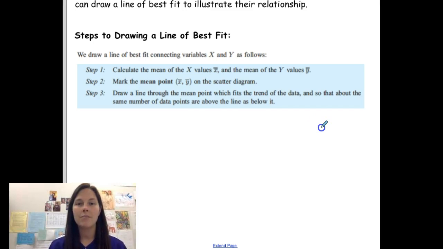You want to calculate the mean of the x values and the mean of the y values. That becomes a coordinate that you plot on your scatter plot, and your line of fit should go through that data value. And you should try and balance it through the rest of the data points so that you have roughly the same number above and below the line. But you also want to consider spacing as well. If the ones above the line are really close and the ones below are further away, then you may not have the same number. You want to kind of look at the spacing as well.